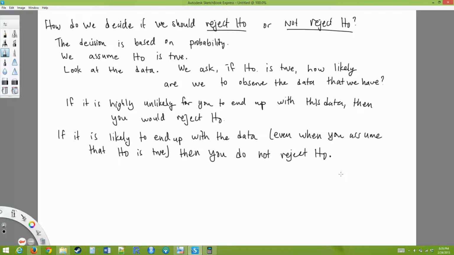In the same way, we're looking at our data, and we're going to ask, how likely are we to end up with this data if the null hypothesis were true versus it not being true?